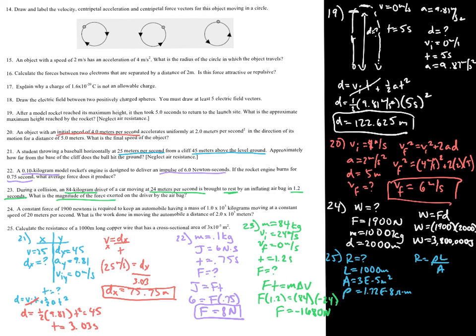Not p, rho. It's Greek. 1.72E negative 8 times 1,000, I'm just cramming everything here, over 3E negative 5. Plug it in, and you should get the answer. The resistance is 0.573 repeating ohms, and that is the answer to the final question.